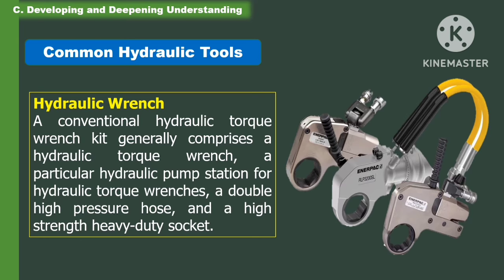So the first one is the hydraulic wrench. It is a conventional hydraulic torque wrench. The kit generally comprises a hydraulic torque wrench, a particular hydraulic pump station for hydraulic torque wrenches, a double high-pressure hose, and a high-strength heavy-duty socket.